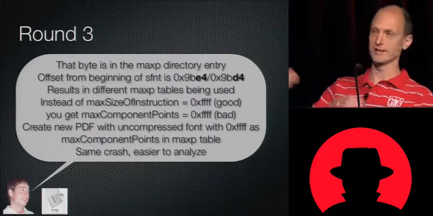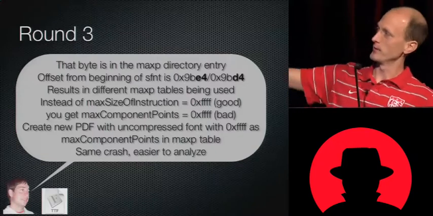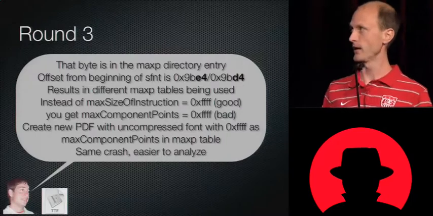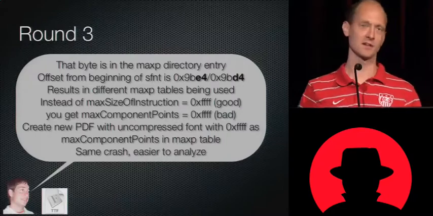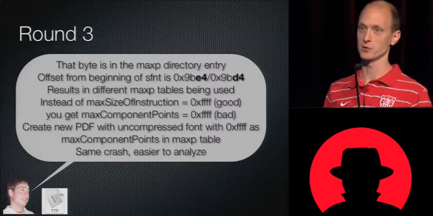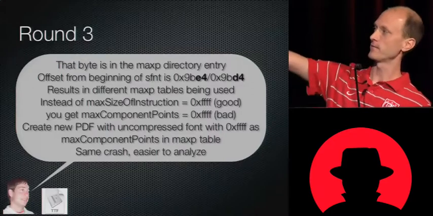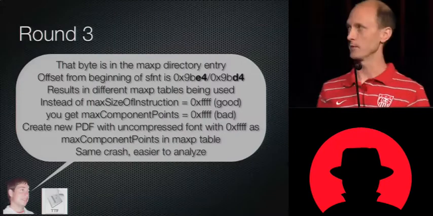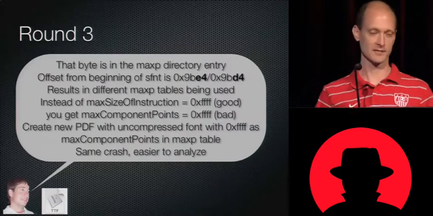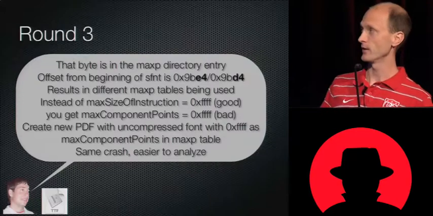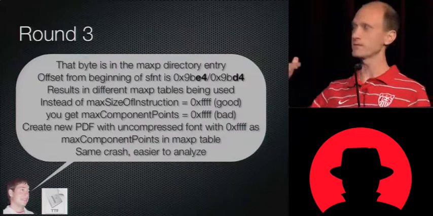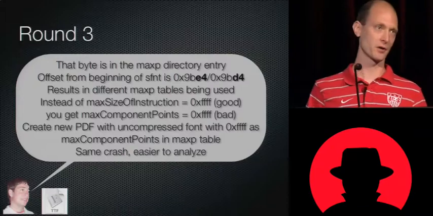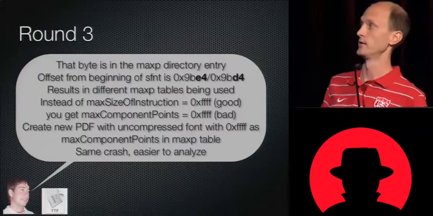So they're looking at different spots, so you end up using a different max P table. And the main difference, the real underlying problem, is that in the good file there's this FFFF in this table, but it corresponds to max size of instructions, because everything is shifted now. In the bad file, instead of that, the FFFF becomes max component points, and it turns out that's bad.